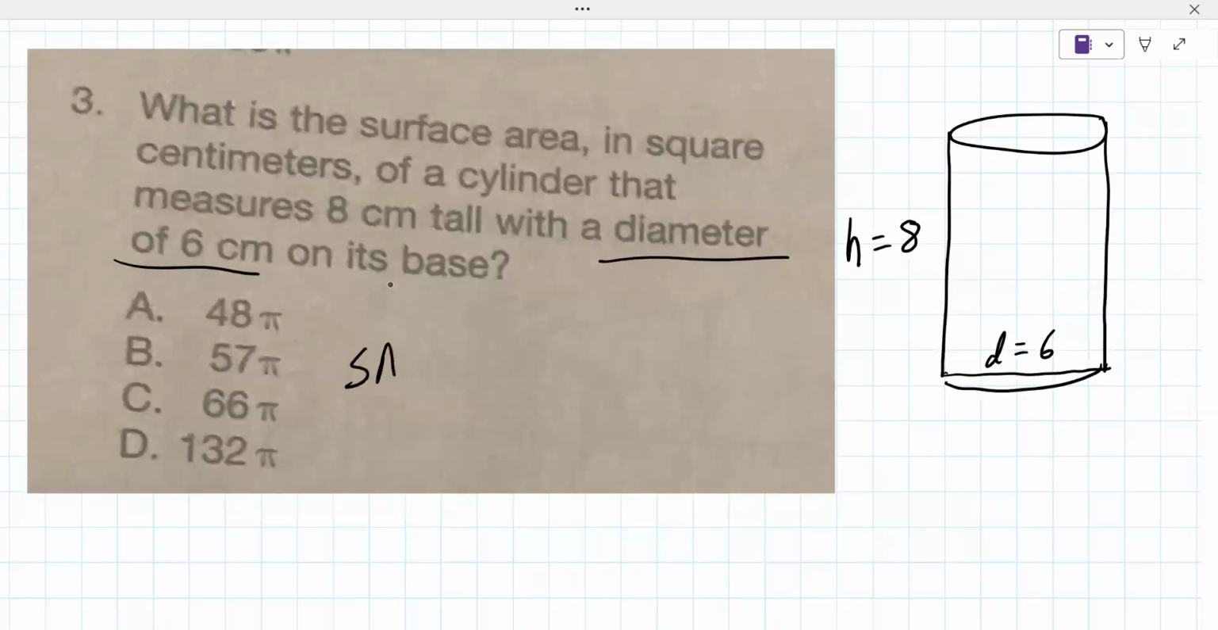Our formula for surface area does not have diameter. It has what instead? Radius. So how do you get the radius from the diameter? Would you cut it in half? Yes.